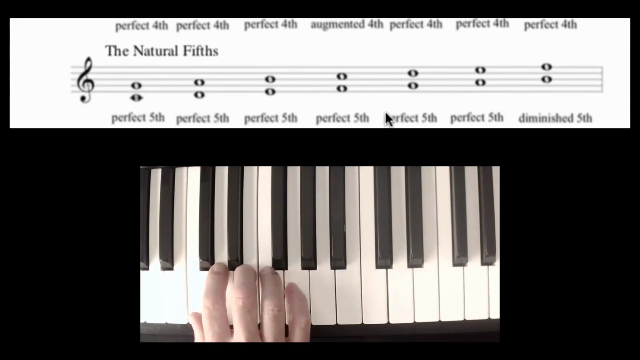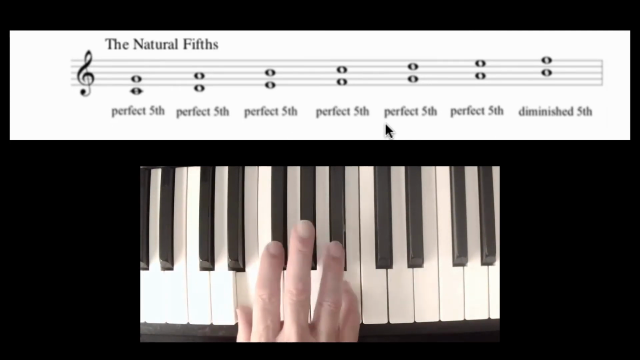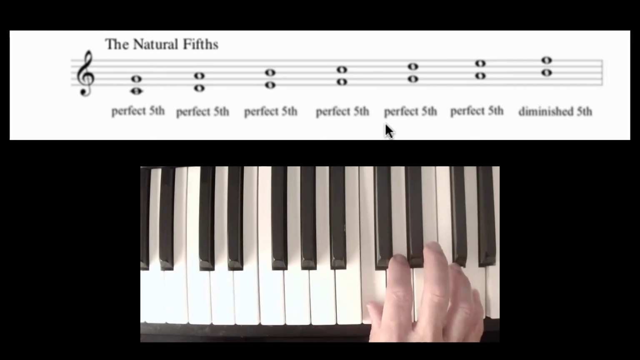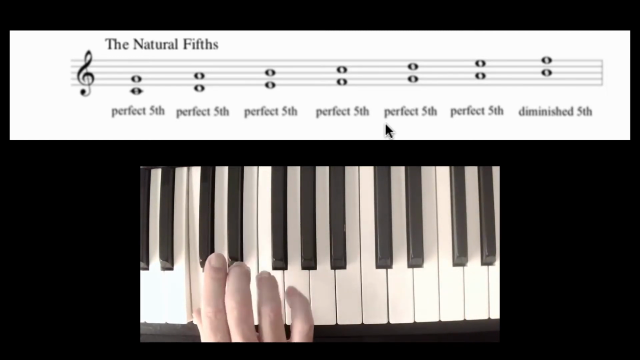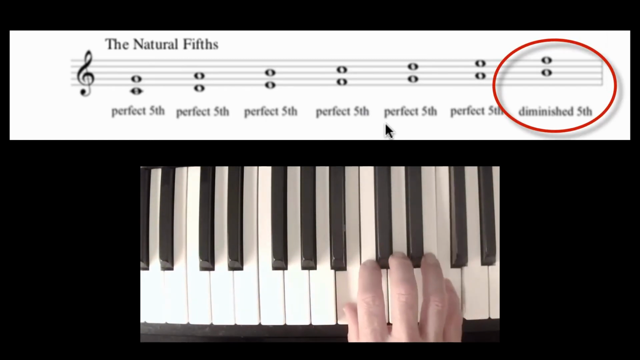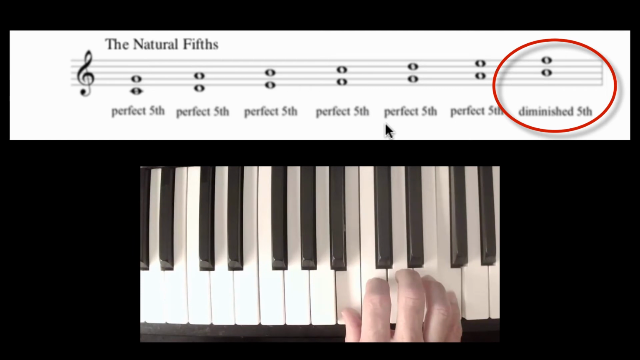Here are all the perfect fifths on the white notes of the piano. And these are all perfect fifths. That is 1, 2, 3, 4, 5, 6, 7 half steps, except for the fifth that spans the distance from B to F. In this case, if you count the half steps, 1, 2, 3, 4, 5, 6, you can see that it's not as large as your typical perfect fifth. Therefore, it is a diminished fifth.